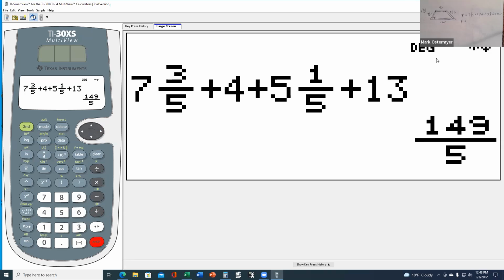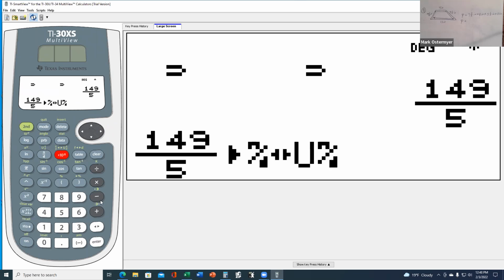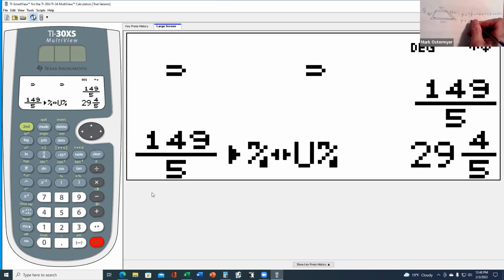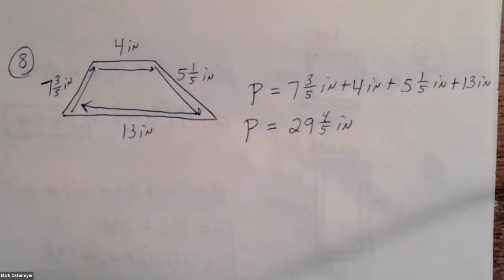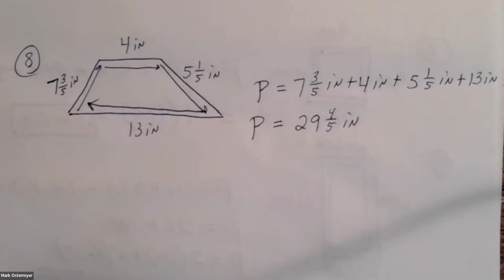And there we go, ladies and gentlemen. We would have the total distance around that trapezoid. That's the perimeter. We should turn that back into a mixed number so we can better appreciate what it's saying. So the 2nd times 10 to the nth power button takes us back to a mixed number. So 29 4/5 inches would be the total distance around that trapezoid. That would be its perimeter. Any questions how we computed that? So 29 4/5 inches would be the perimeter of that trapezoid.